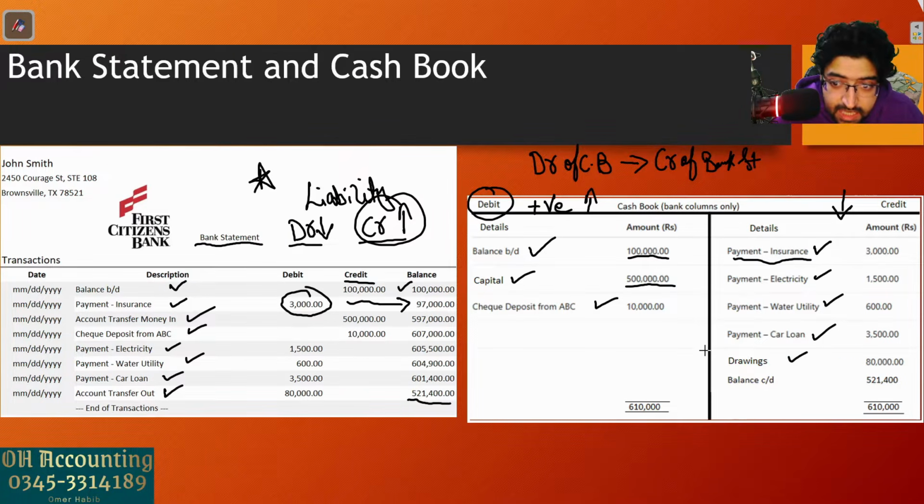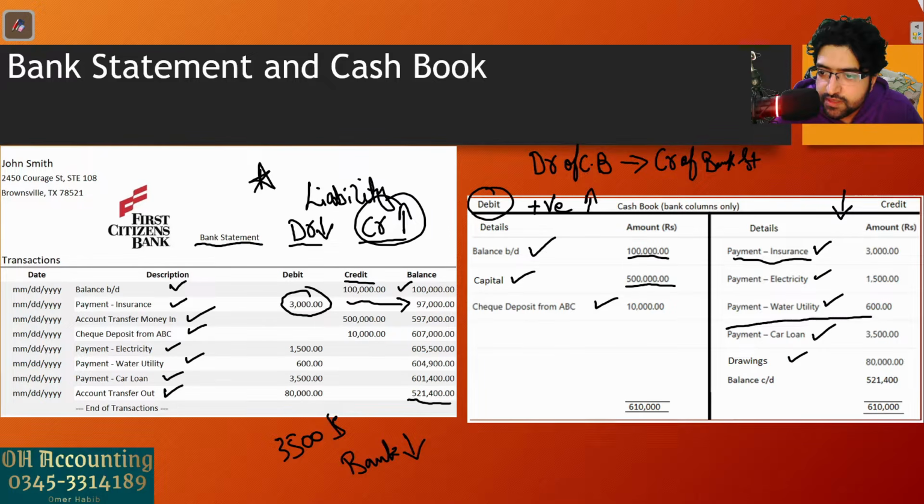Okay. I'm explaining again for only one of these. Let's say payment of car loan. Okay, when you pay for a car loan, I'm paying how much? I'm paying $3,500. So the money in my bank account is decreasing, right? That's why I have recorded this 3,500 on the credit side in my cash book, right? Because when your assets decrease, you record them on credit, and bank is an asset for me, right?